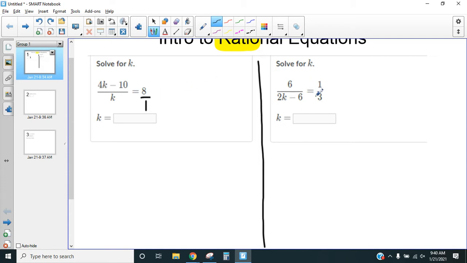So like over here on the right, we can see, all right, we're going to cross multiply like that. Over here, we're going to cross multiply like that. See if you can cross multiply on both of those questions right now. Ready, set, go. Here we go.